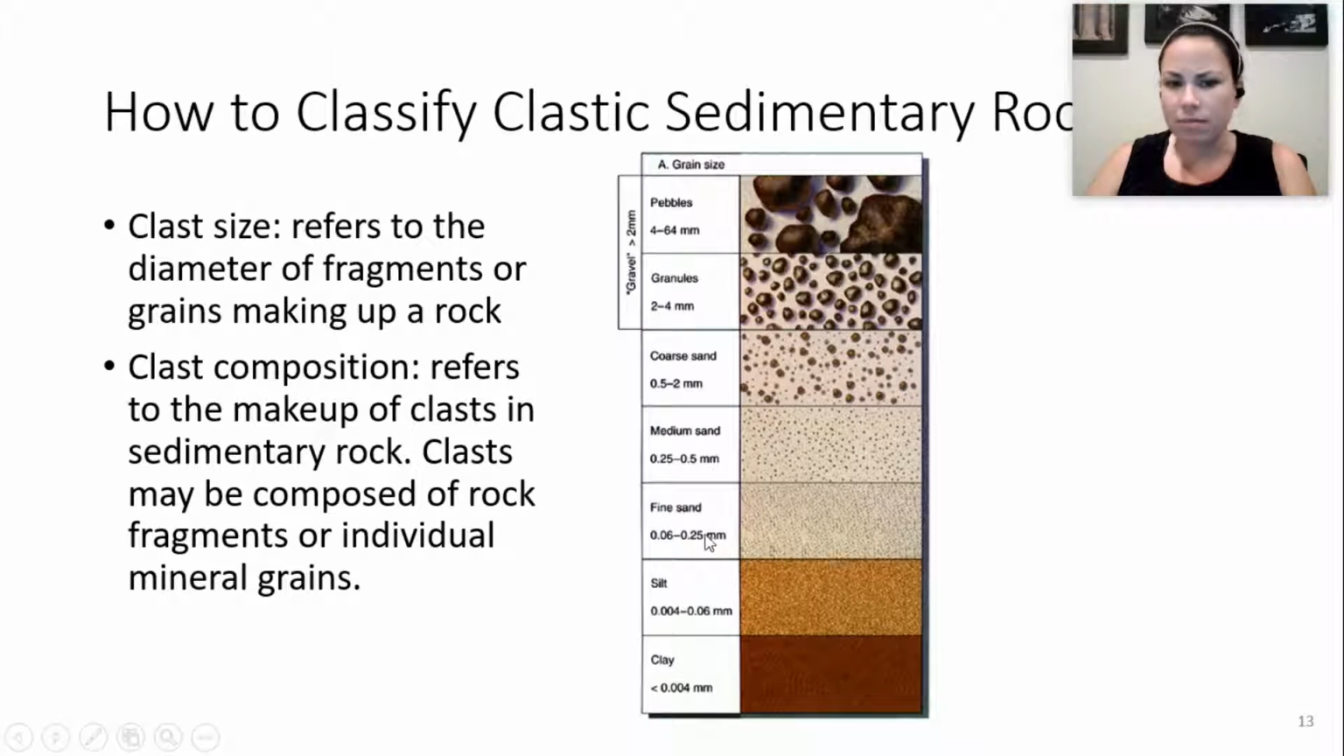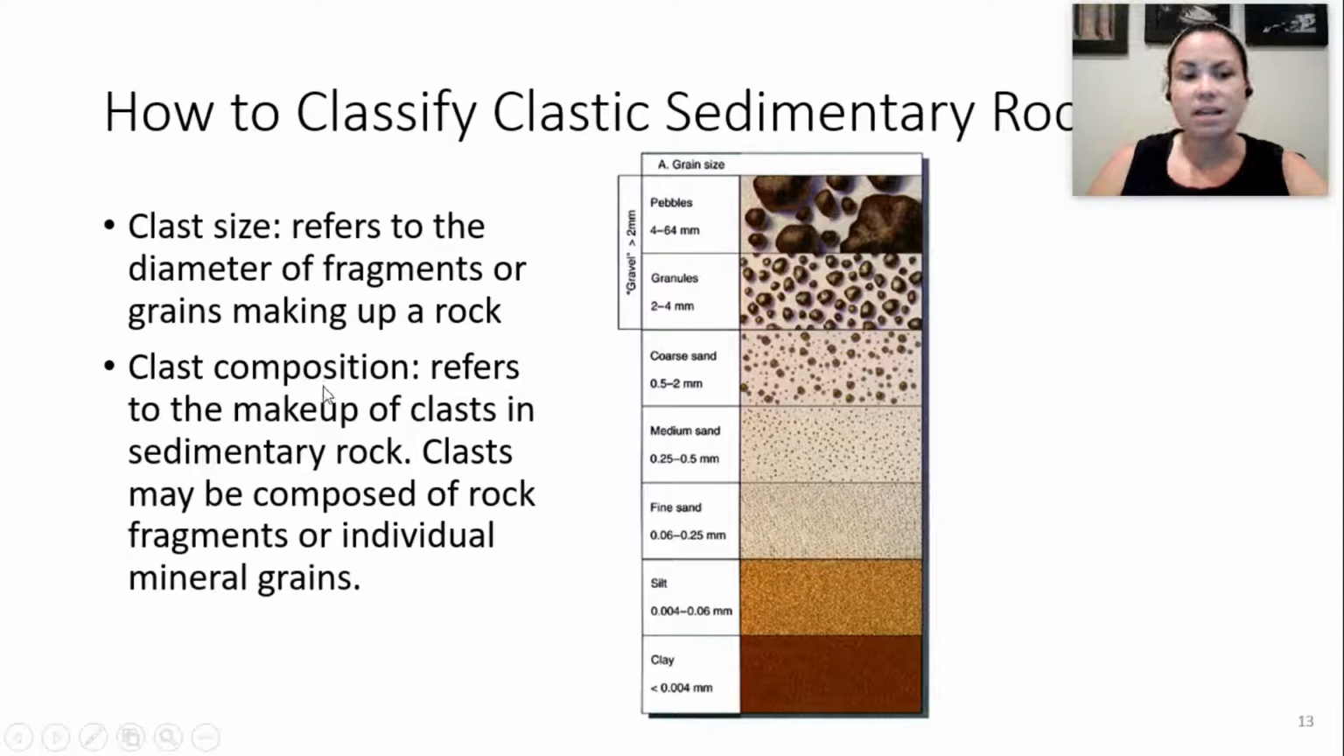Much smaller than that, like fine sand and silt, 0.004 to 0.06 millimeters. Those are really hard to see. So this is a shorthand of how we would describe the clast size. No one really knows that a pebble is 4 to 64 millimeters, but this is a way that we say, oh, it's about pebble size, or it's about a medium sand or a fine sand.